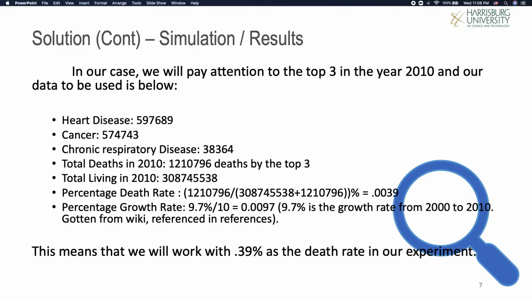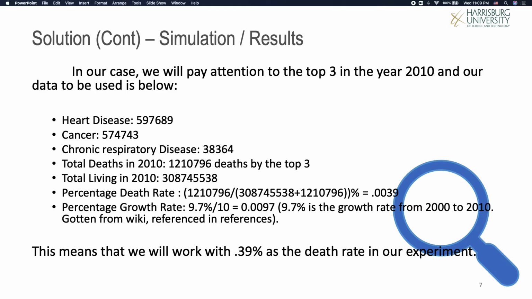Okay, so now when we wanted to simulate this solution, we had to get the information. When we went to the CDC, we got the top three causes of death in the year 2010, which are heart diseases, cancer, and chronic respiratory disease. When you add all these three together, it gives you 1.2 million deaths. And then, of course, the total living in 2010 was 308.7 million. To calculate the percentage death rate, we did total deaths over total deaths plus total living, and that gave us approximately 0.39% death rate.